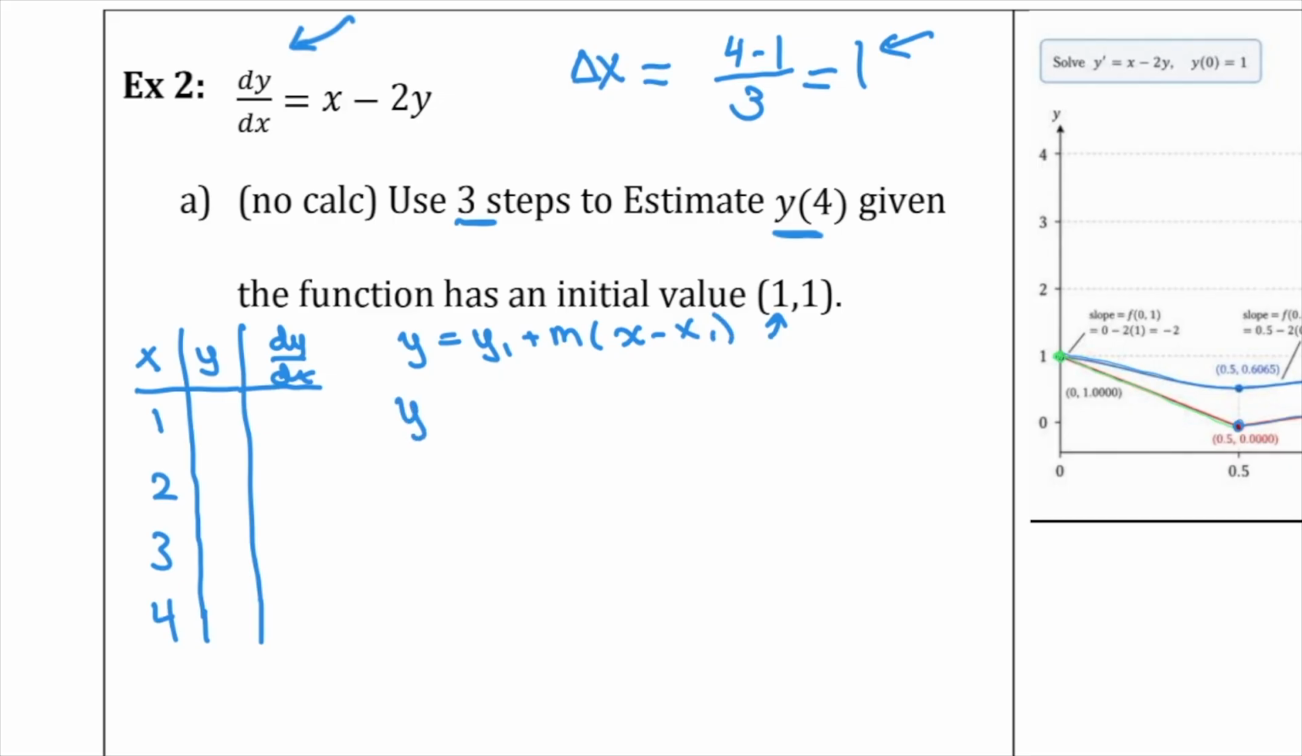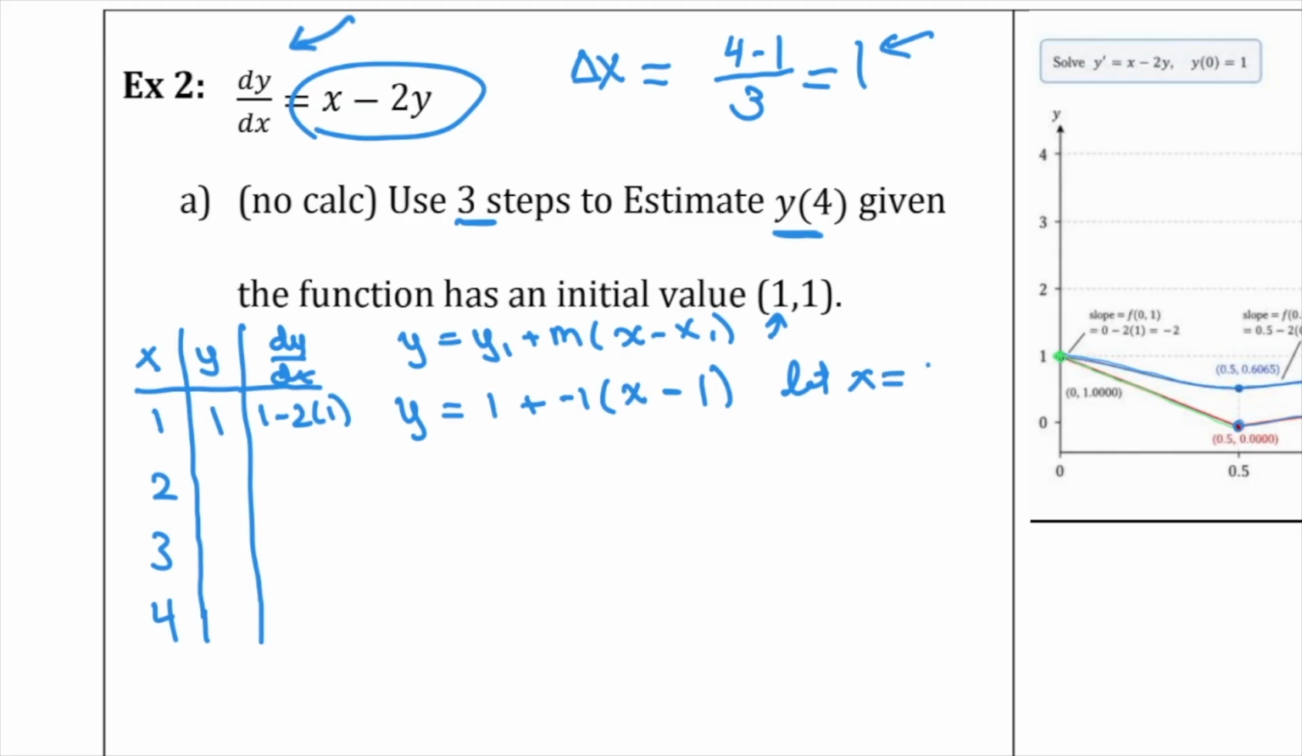So y is going to be equal to 1 plus the slope. Well, the slope comes from our differential equation, x minus 2 times y. So we have the slope is negative 1 times x minus 1. And now we're going to let x equal 2. The reason we're letting x equal 2 is when we take a look, the next value for x is 2. When x is equal to 2, we have 1 plus negative 1 times 1, which tells us that our new y value is 0.